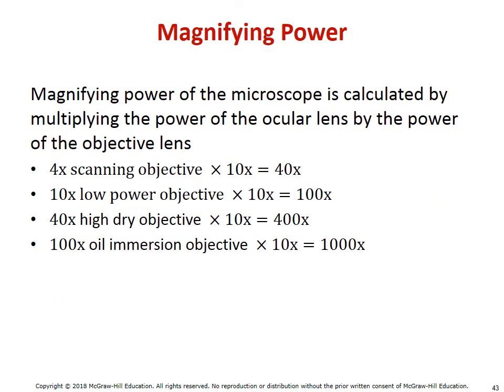And as a result, as we already did, we need to determine total magnifying power or total magnification. So it's simply the objective times 10. Okay, so if you're on the 4 times, it's 4 times 10, which is 40. 10 times 10 is 100. 40 times 10 is 400. And then the highest objective we have is 100 times, and thus you would have 1,000 times magnification.